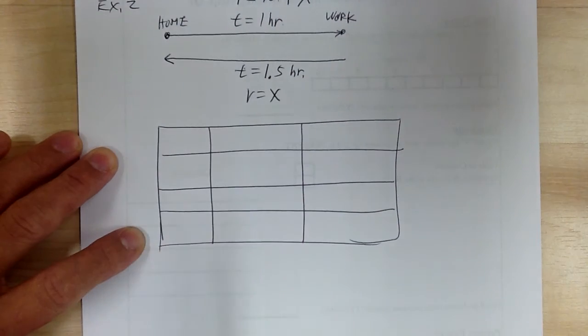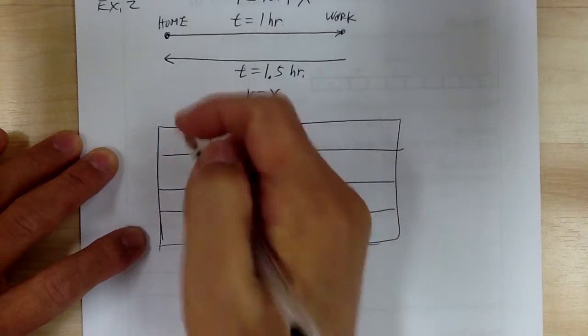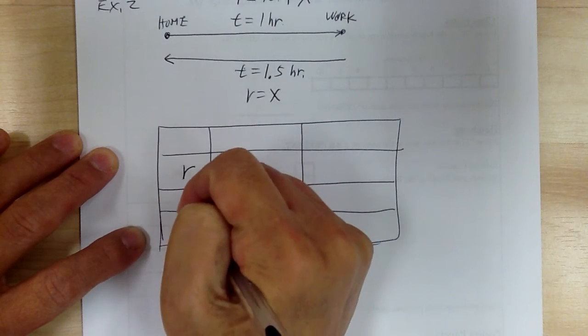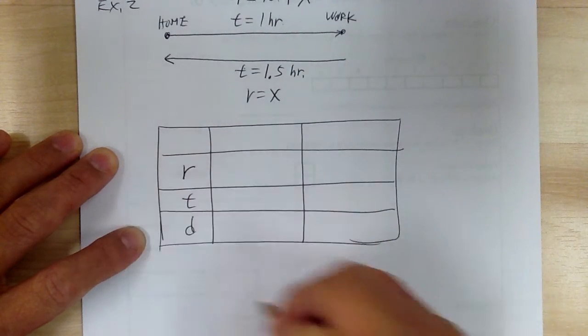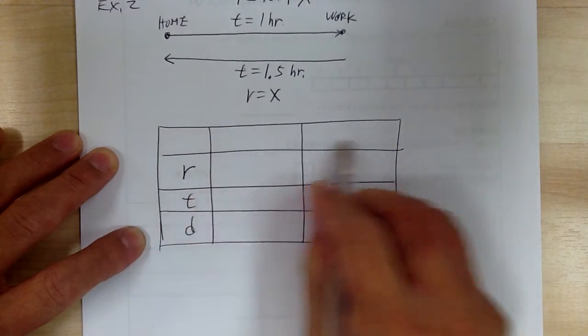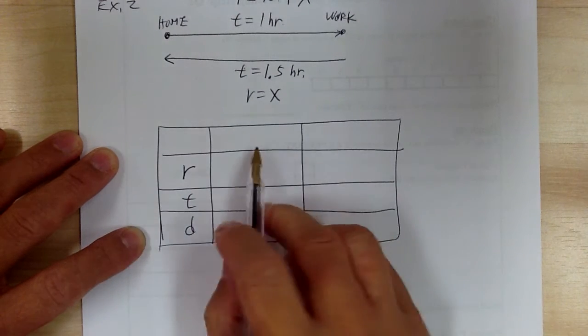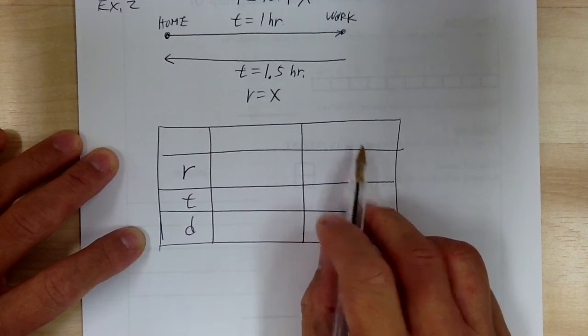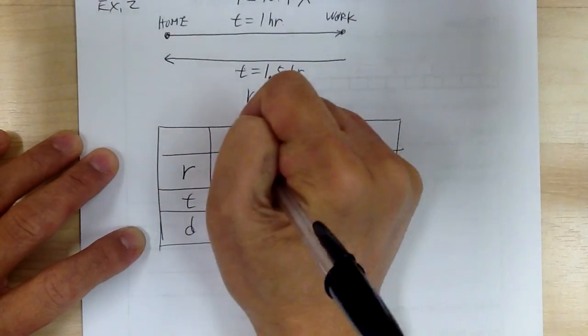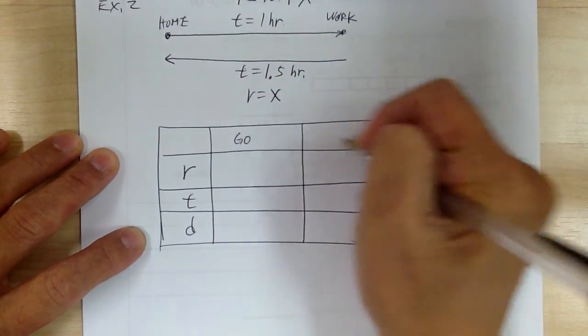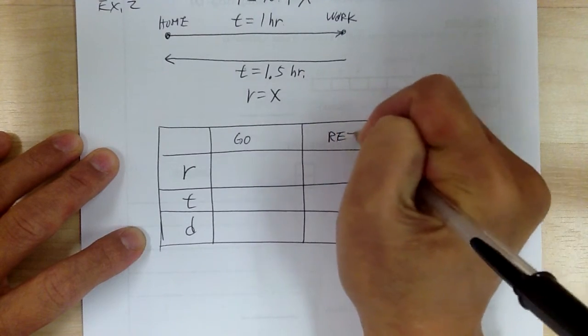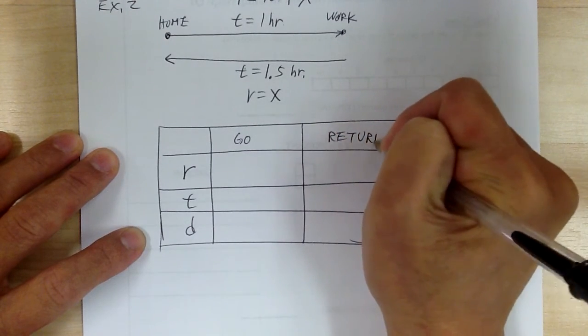So notice the table is different from the book, right? So I don't want you to do it the way the book is written, okay? So I want you to do it the other way. So I want you to make R, T, and D on the vertical. And over here, again, that way it'll be consistent. Notice every type of problem, the name always goes on the top, right? So over here, this would be going to work, go. And this is returning home, return. So this is coming back.